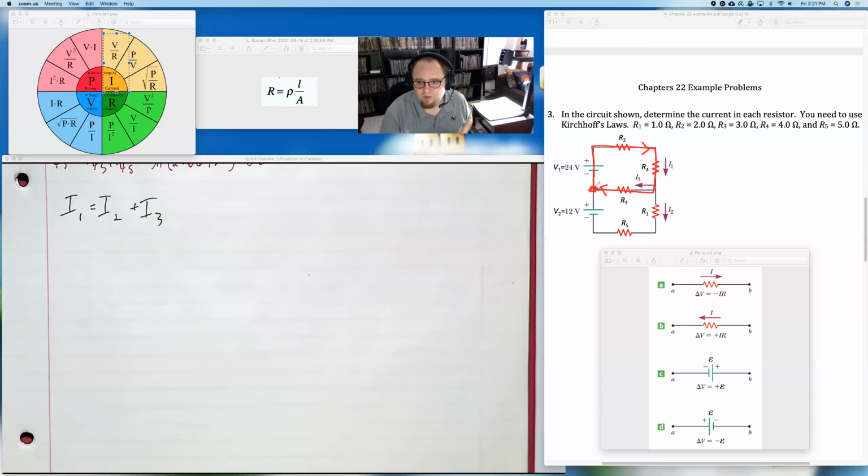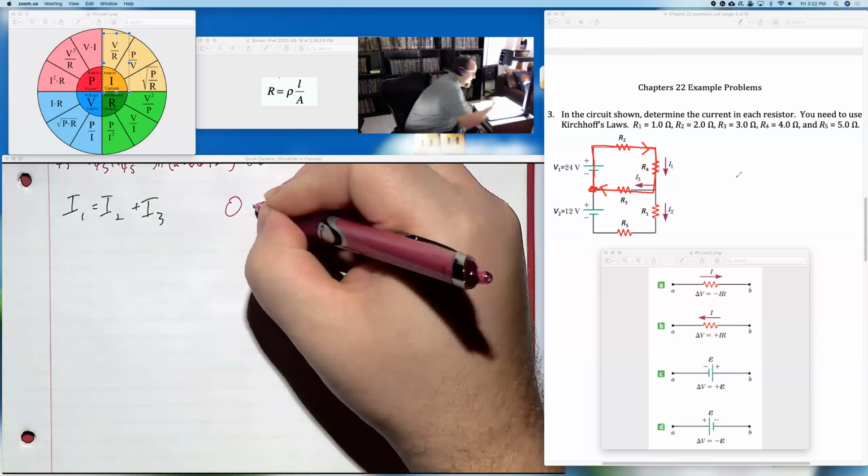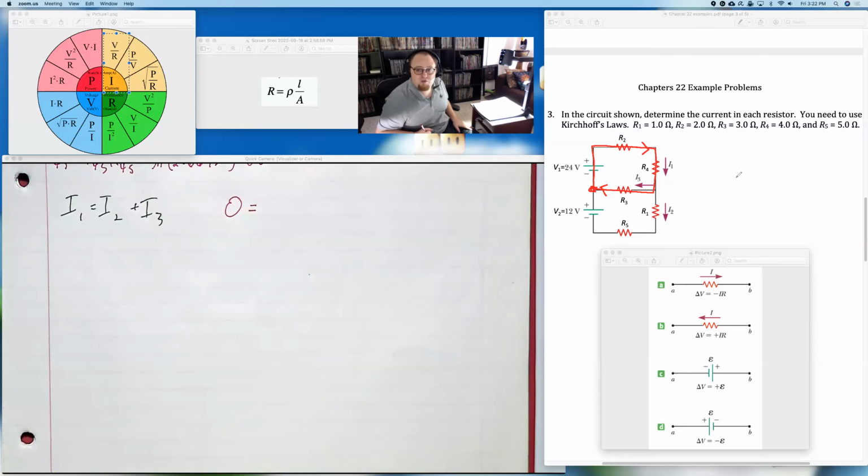So what Kirchhoff's loop law says is that on any closed loop, the sum of the potentials is 0. And so I'm going to see what I pass over. If I follow this loop, I first go over the battery, going from negative to positive. When you pass over a battery from negative to positive, you add the potential.